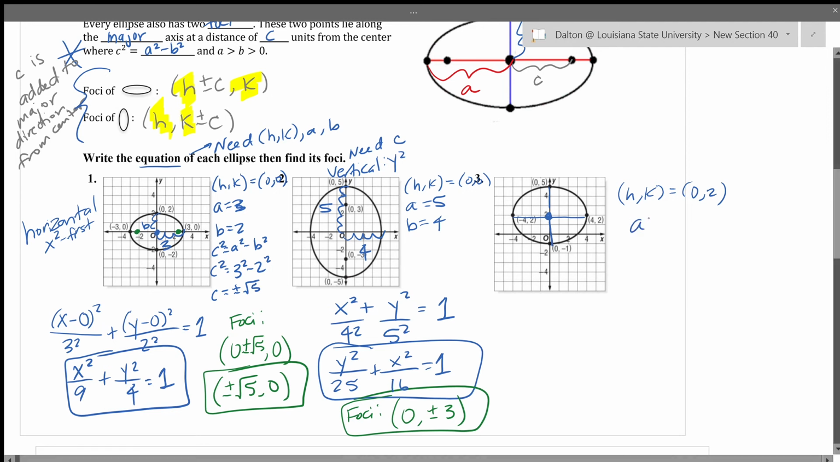a is going to be our bigger radius stretch, if you will. In this case, it is horizontal. So we know our x squared term is going to be first for future reference. So a is going to be 4. b will be this distance vertically, which is 3.